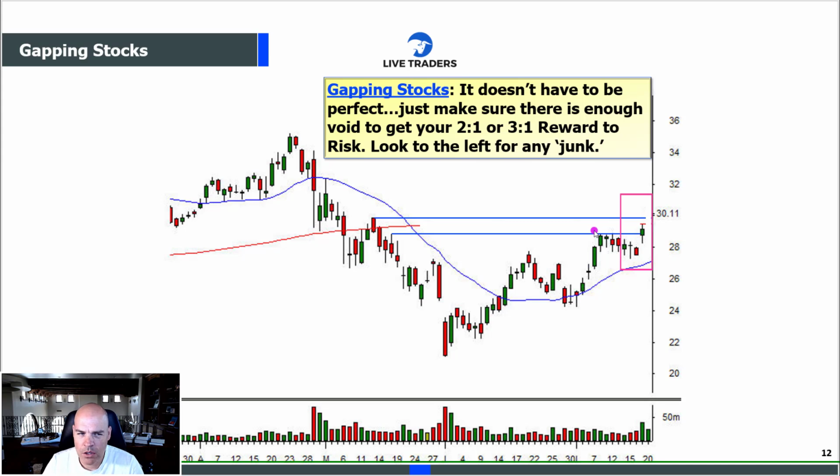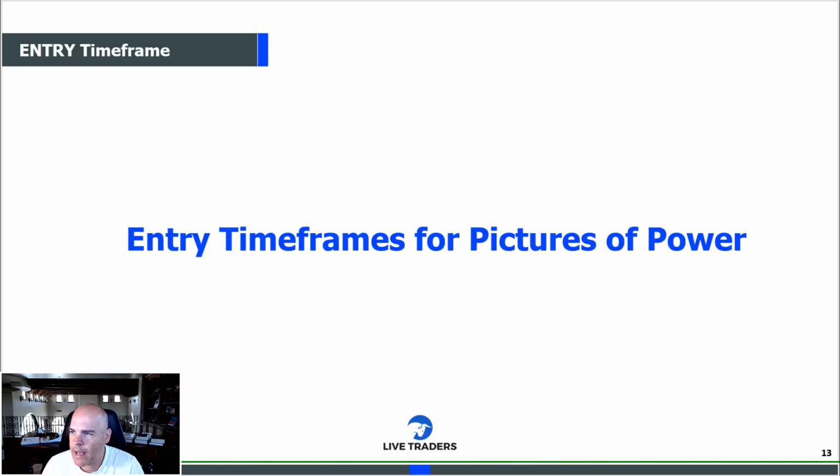What if the market was gapping down and your stock's gapping up? Now you also have two things. Now you have relative strength and you have a gap. Well, that's good. The more of these pictures of power you can combine, the more reliable your trading is going to be. So let's take a look at the entry time frames for the pictures of power.